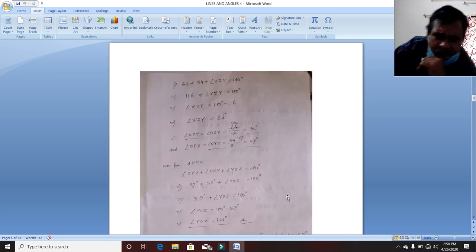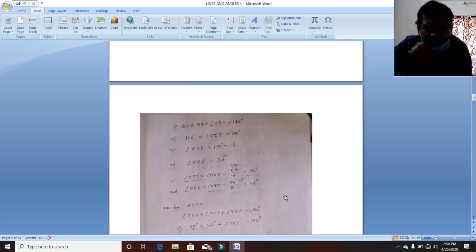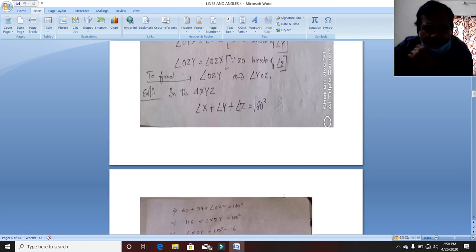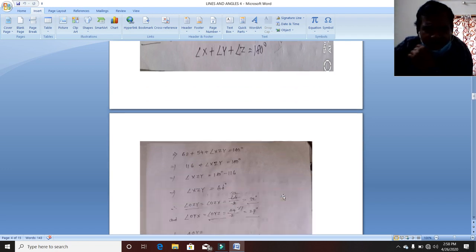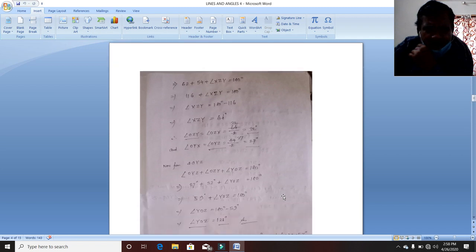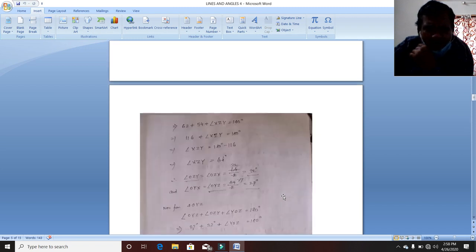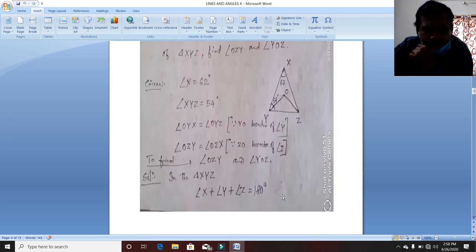Now in the question I have to find the value of what? I have to find the value OZY and YOZ. Next remains what? YOZ. YOZ I have to find. Now you see in the triangle OYZ. See the diagram.